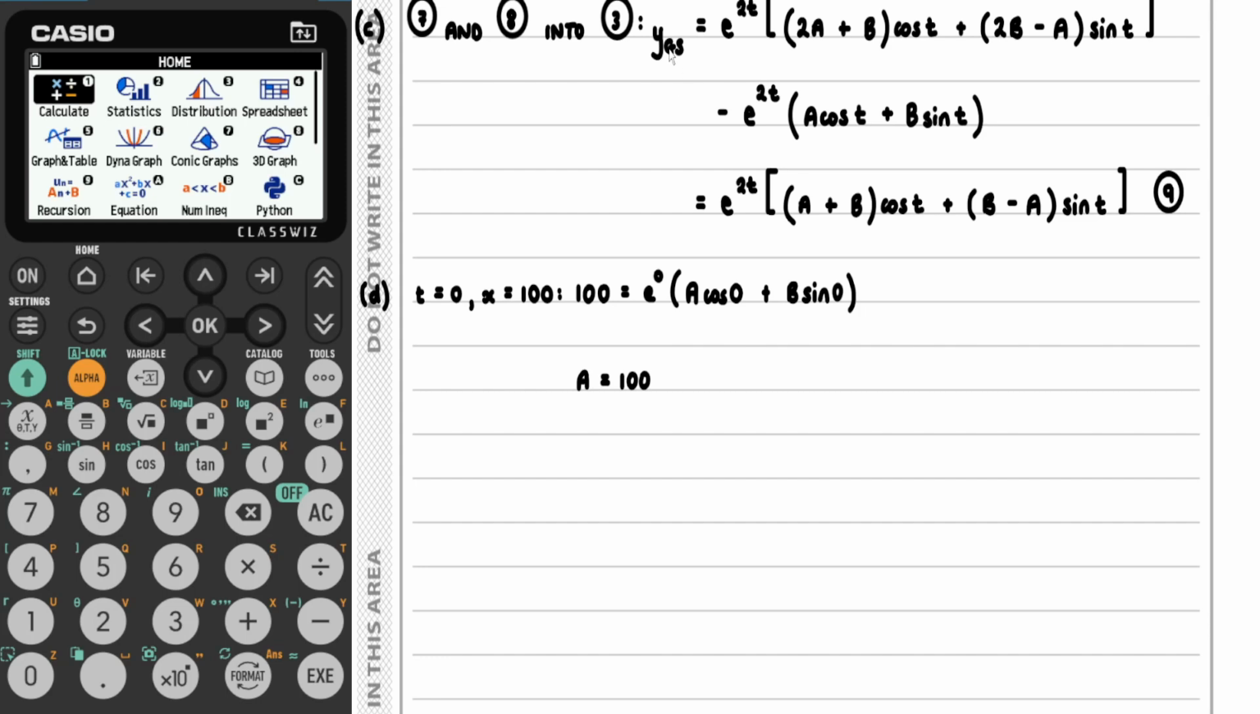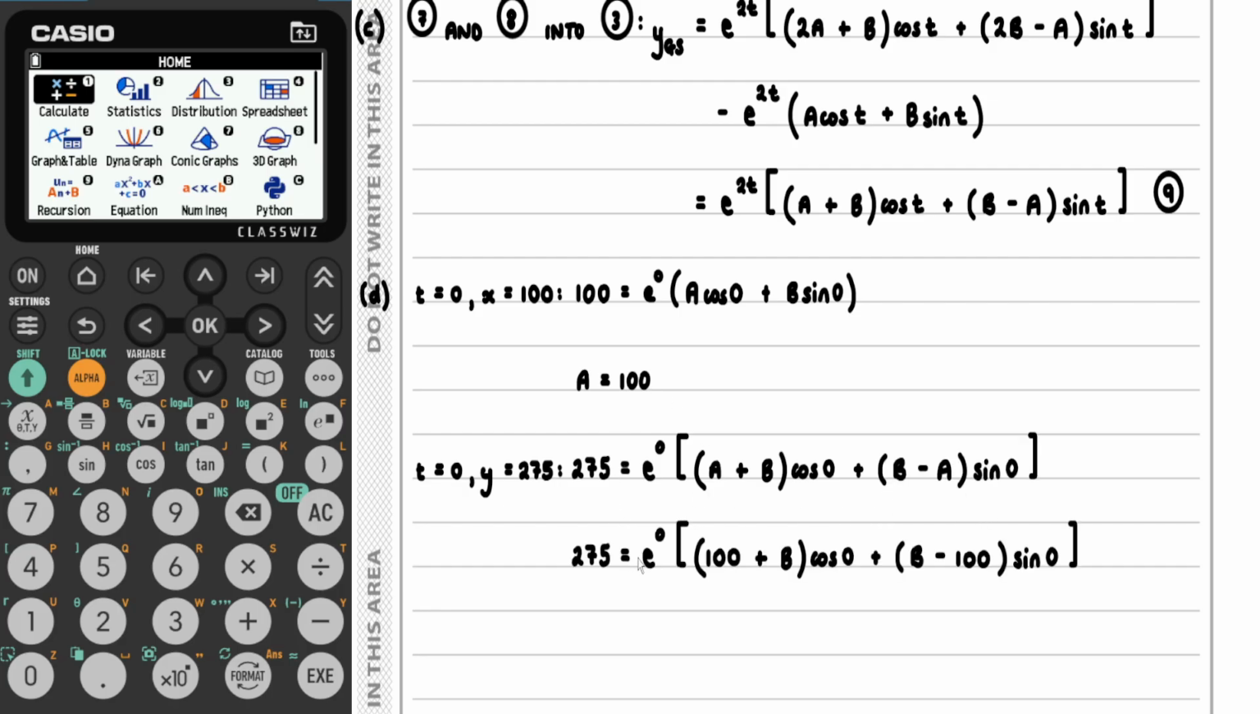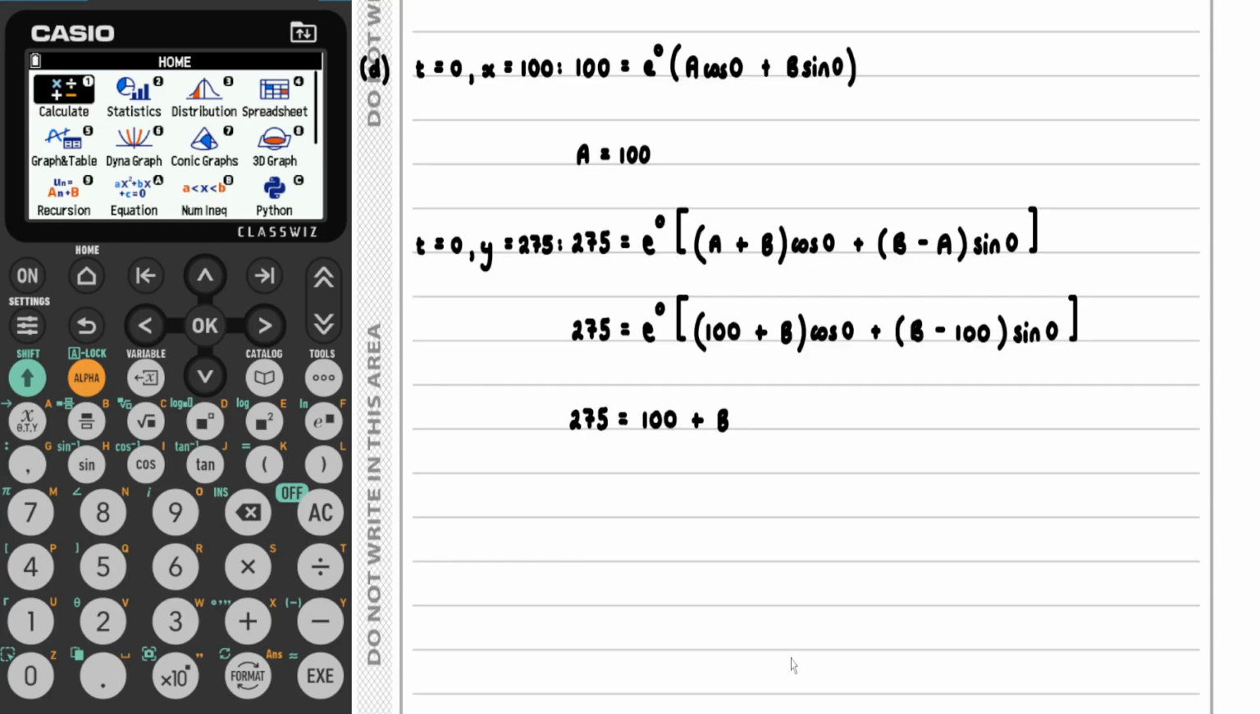Now we can substitute in the condition t equals 0, y equals 275 into equation 9. So I've got 275 equals e to the 0 multiplied by ((a plus b) cos of 0 plus (b subtract a) sin of 0). I know that a is equal to 100, so I've got 275 equals e to the 0 times ((100 plus b) cos 0 plus (b subtract 100) sin of 0), and sin of 0 is just 0. So I've got 275 equals, well, e to the 0 is just 1 and cos of 0 is 1, so I've got 100 plus b. And that means b is equal to 175.